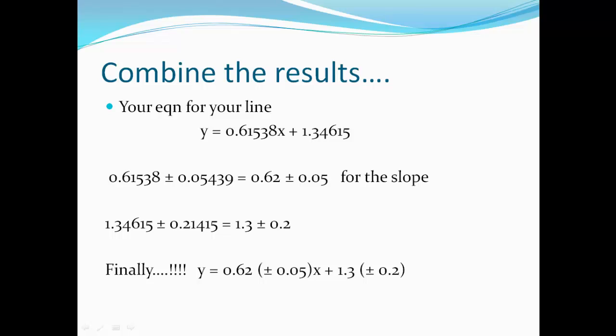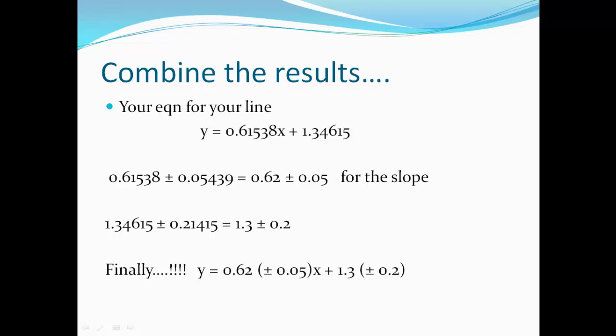What about the y-intercept? Well, it's 1.34615, but the standard deviation you got was 0.21415. It's that first decimal place, so you can only go up to the first decimal place in your answer. So it's 1.3 plus or minus 0.2. So finally, we get the equation of the line with the uncertainty: 0.62 plus or minus 0.05 x plus 1.3 plus or minus 0.2.